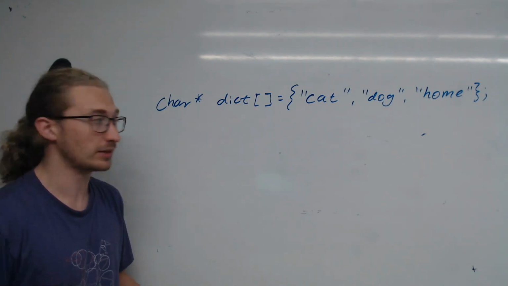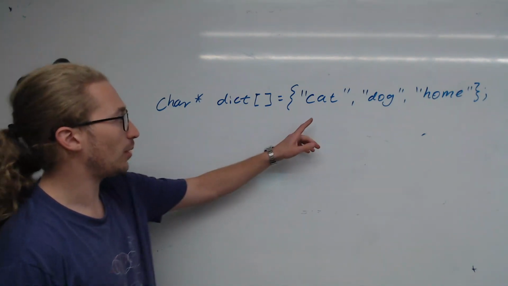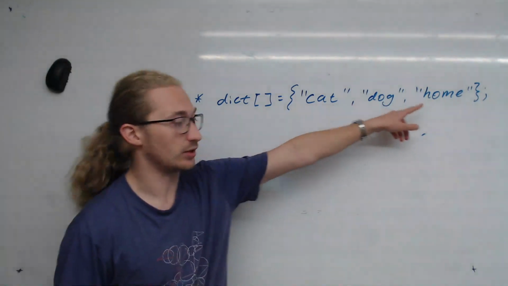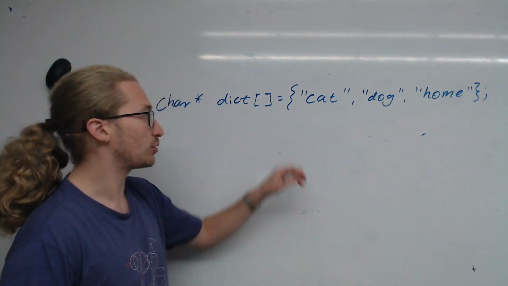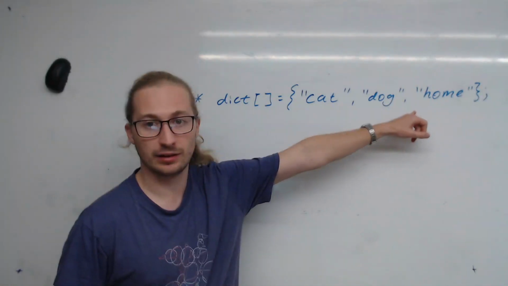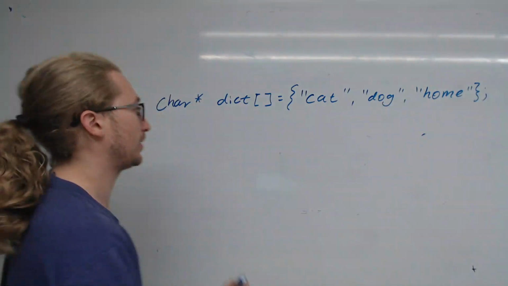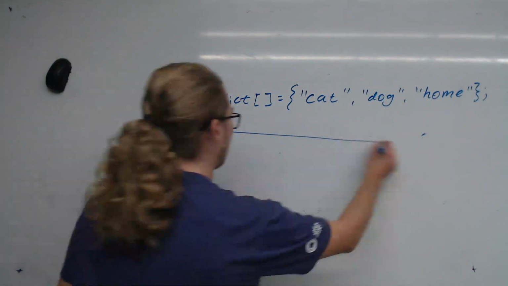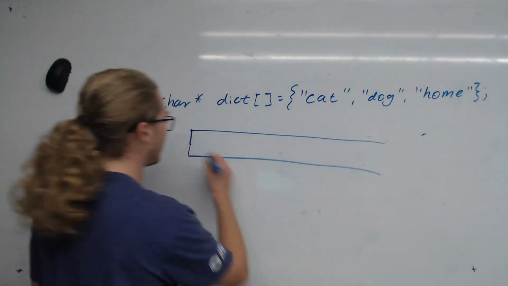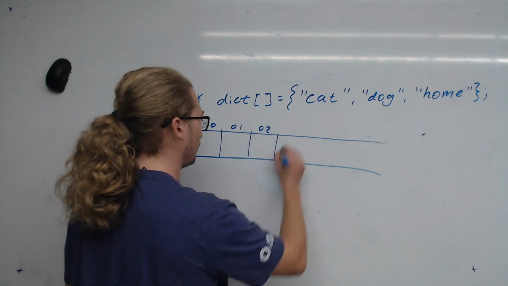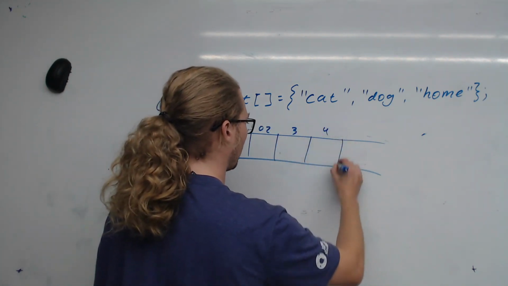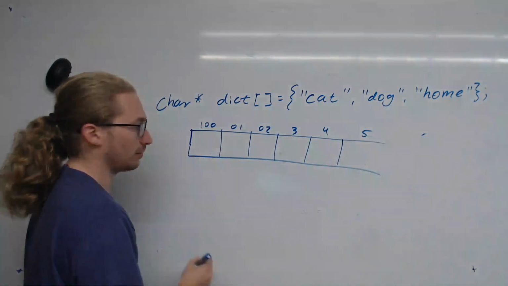What does this look like in practice? It's really up to the compiler where it decides to store these strings. It will store them anywhere in memory, but more likely than not, it's probably going to put them all consecutively next to each other. So let's assume for the moment that it does do that. So we'll pretend it starts at memory address 100, and then we have 101, 102, 3, 4, 5, and so on. We'll keep adding memory as we need it.